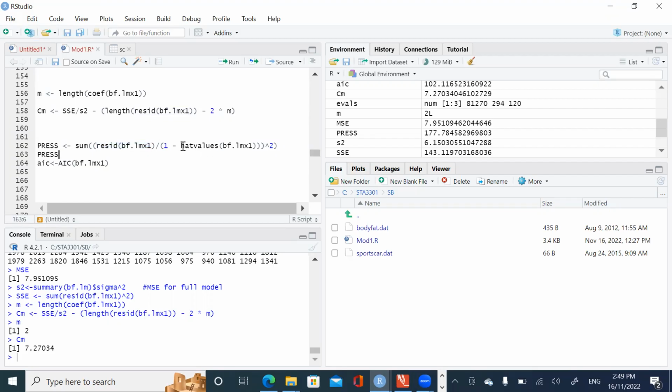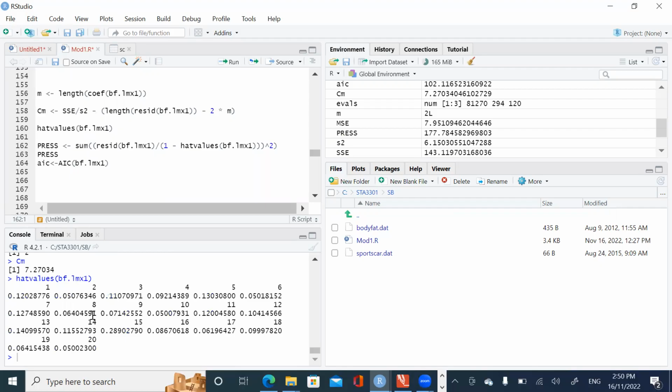So in R, basically, if you just write here, in this model it is bf.lmx1. If I just write bf.lmx1, it will give us the head values. So if I just write here head values bf.lmx1, that means the model includes only one variable. So these are the head values here. The first one is 0.12024. Similarly the last one. We have 20 observations, so we get the head values here.